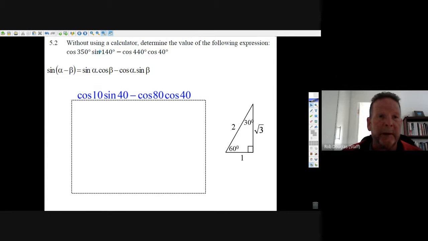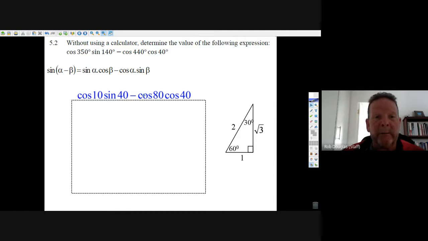Now, this is 40 degrees from 180. The reference angle is 40, and the sine is positive, just like the cosine is positive in the fourth quadrant here. On the next one, this is 80 degrees more than 360, but cosine's positive at 80 degrees. So this cos of 440 is the same as the cos of 80, 80 degrees past 360. And there's your cos 40.